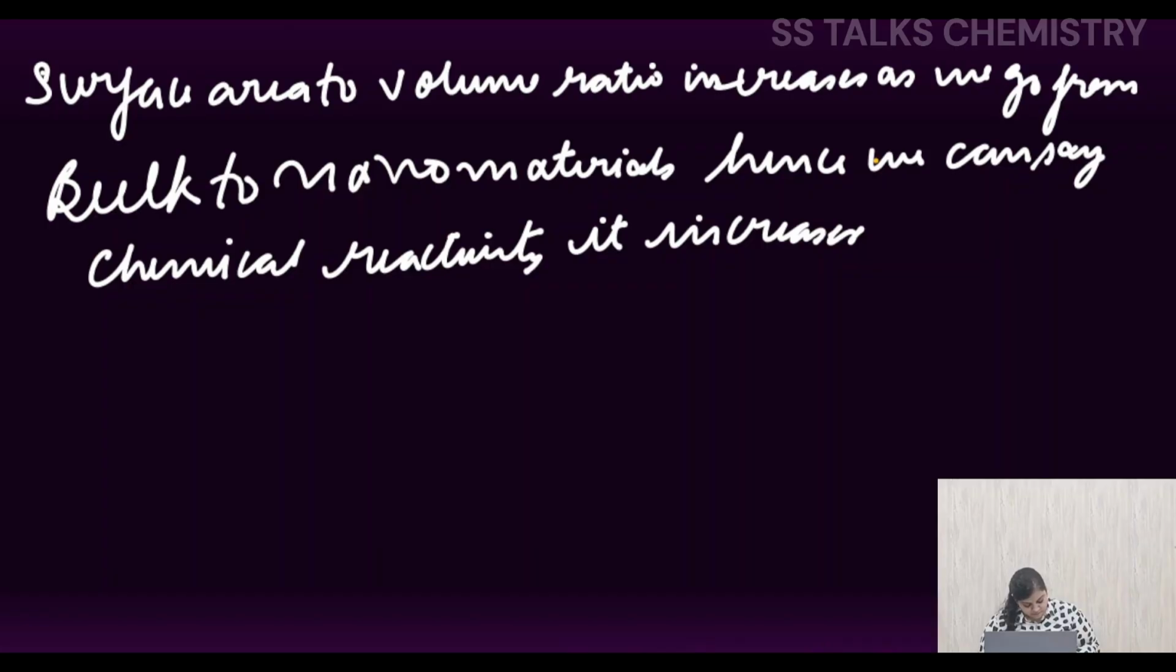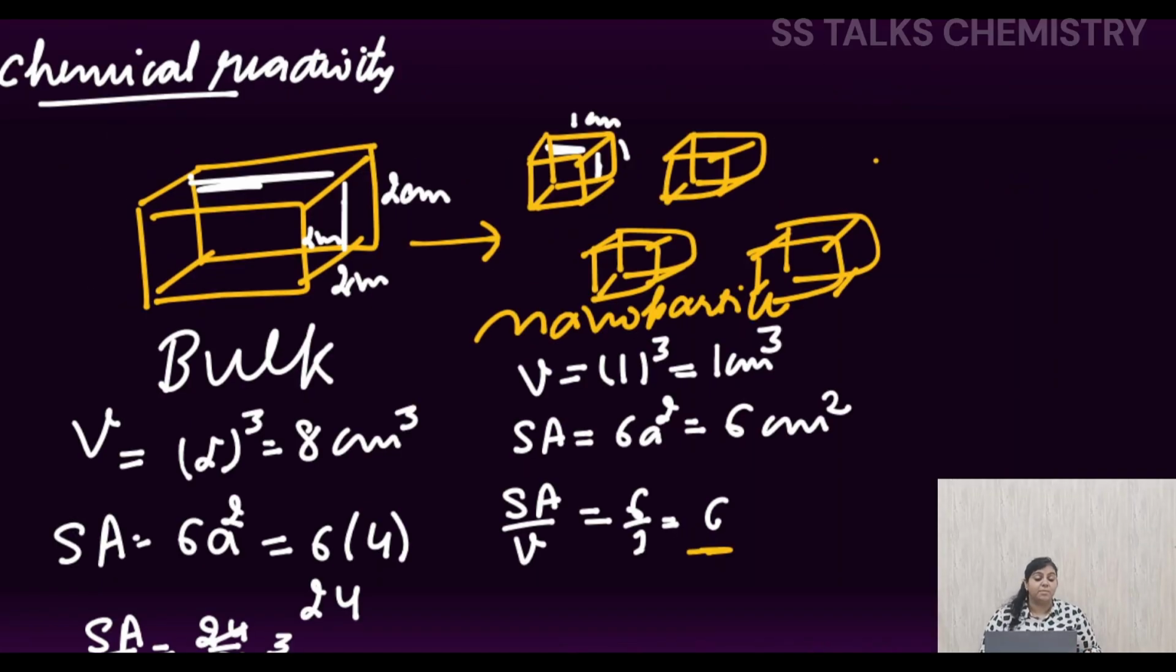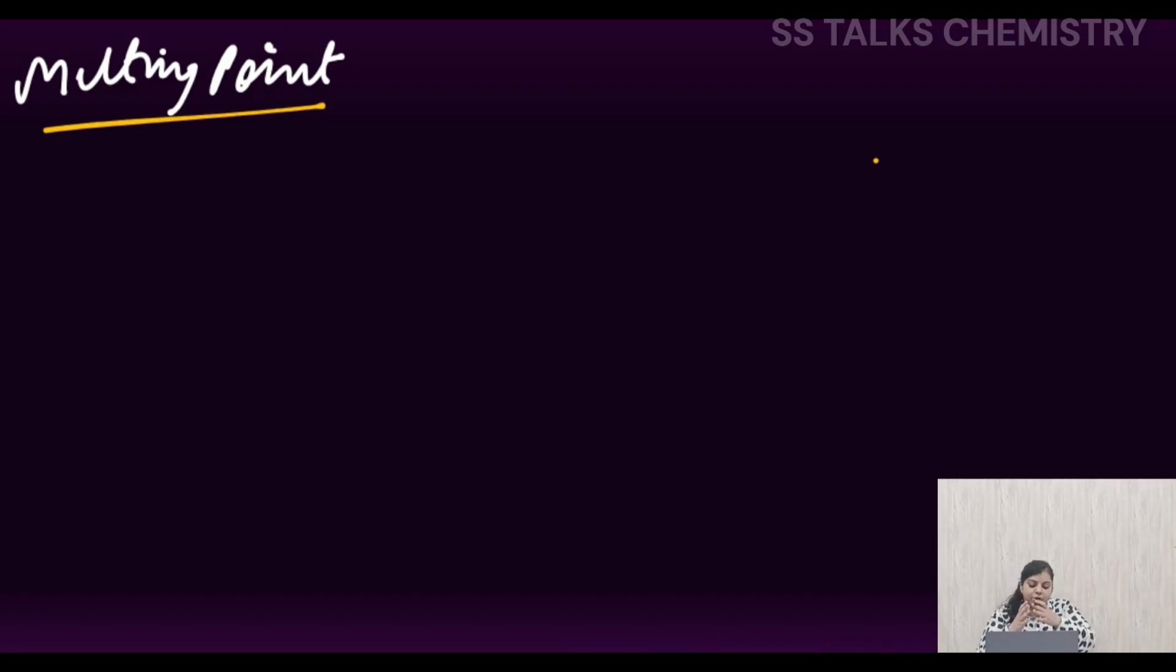Okay, so this is about the third property, that is chemical reactivity, which changes as we go from the bulk to the nanomaterials. Now moving on to the next property, that is the melting point. In the melting point, we are going from the bulk to the nanomaterials. The melting point decreases as we decrease the size.